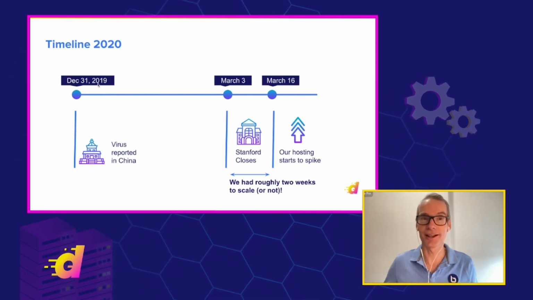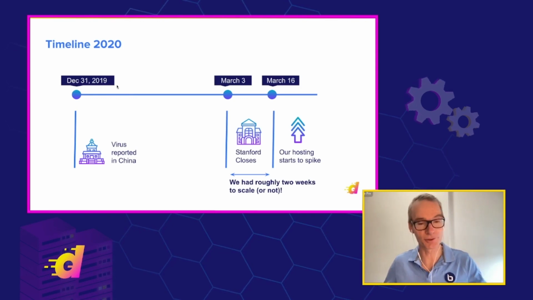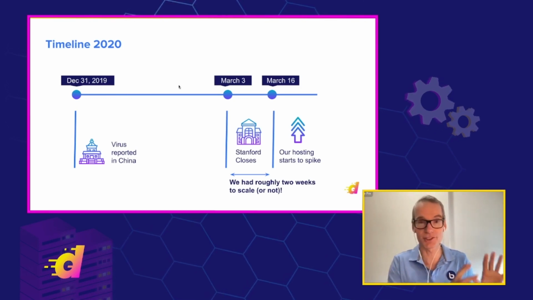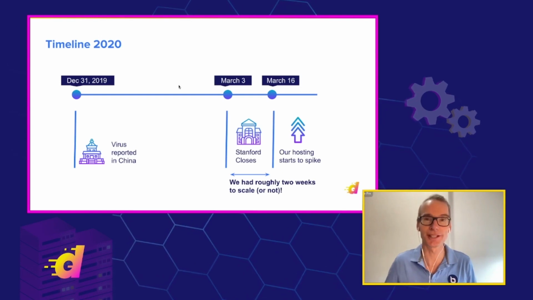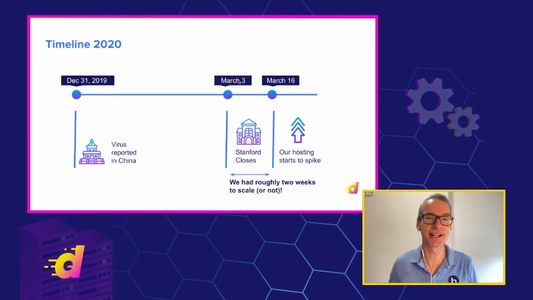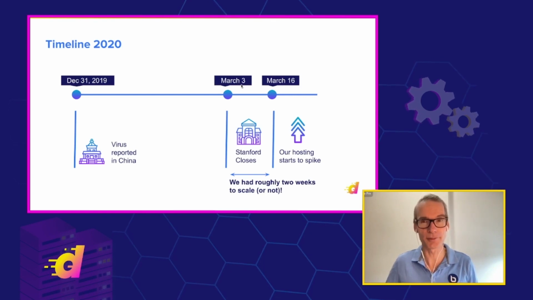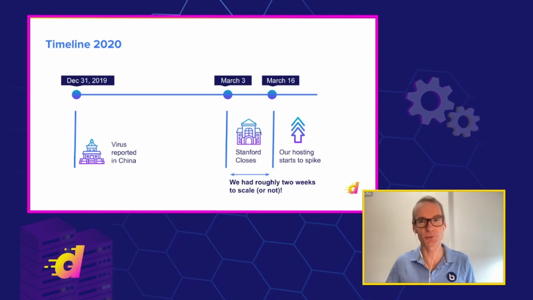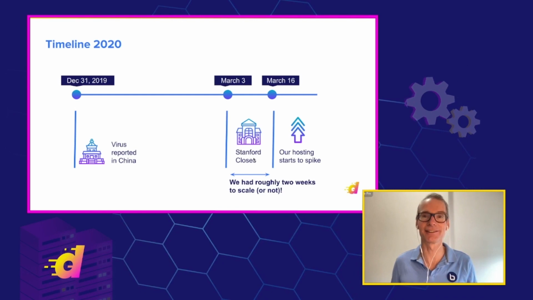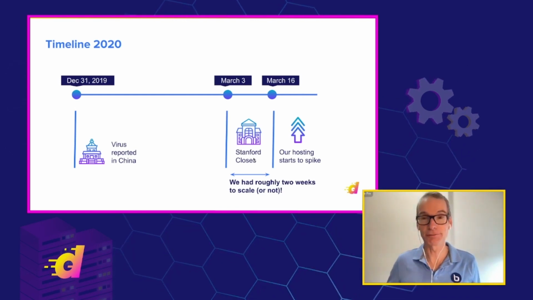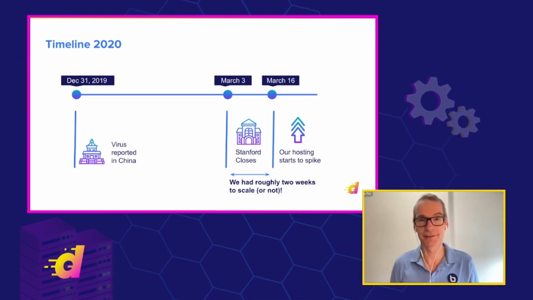This started to worry us a lot because we were offering virtual classrooms, but a lot of schools would just have a small component of their school in virtual classrooms. On March 3rd, Stanford announced they're going to close. So we knew that in North America, where the bulk of our customers were, we had roughly 2 weeks to scale, or not, before the tsunami was going to hit us.